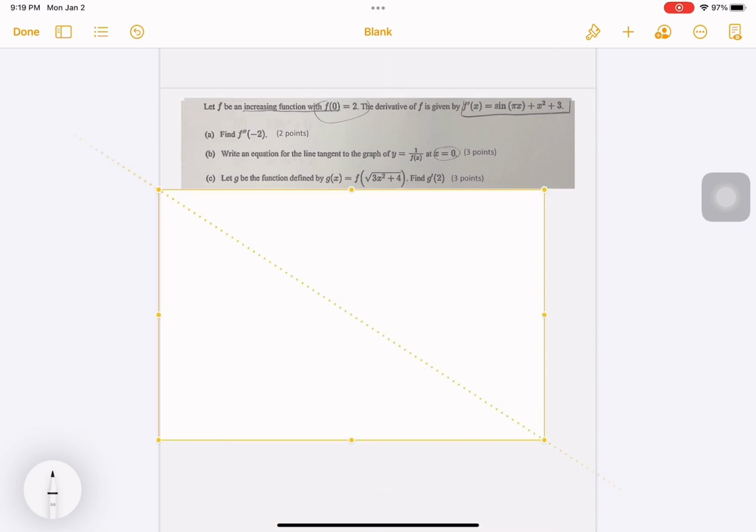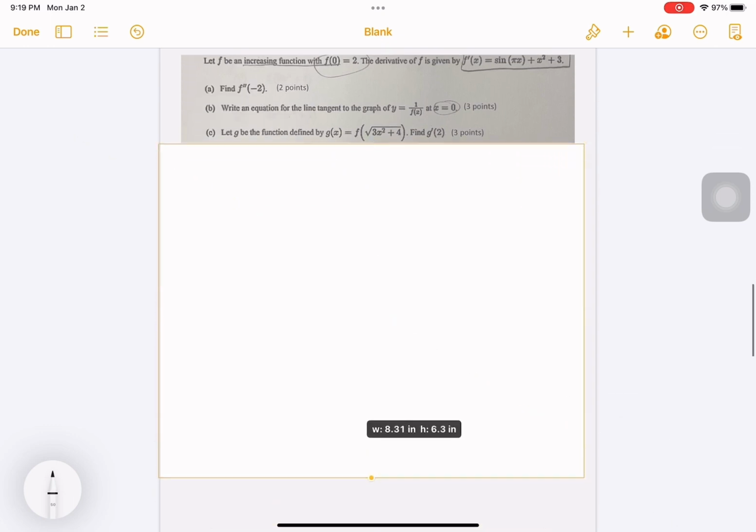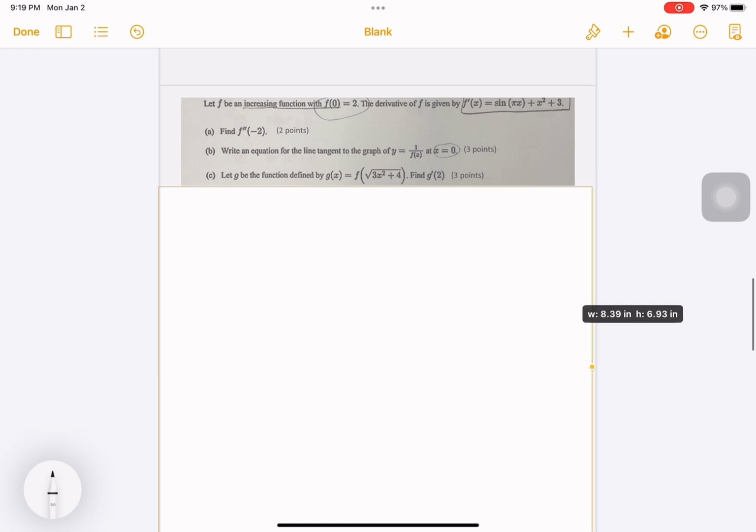All right, the last one that I got wrong was part 2c. And here it is saying let g be the function g of x is equal to f of square root of 3x squared plus 4. We have to find what g of 2 is, g prime of 2 is. So now we have to find what g prime of x is. So g prime of x, we have to do a chain rule here.